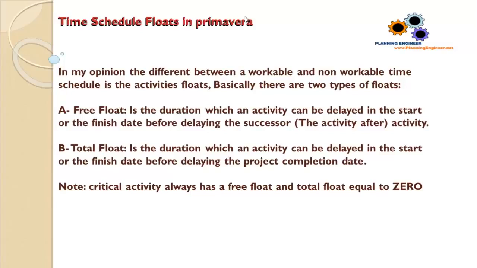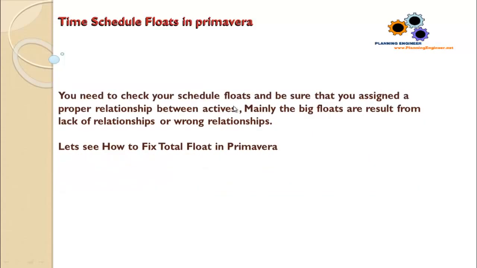It means every day of delay in this activity will delay the overall project completion date by 1 day. And the critical activities always have a free float and total float equal to 0. So when the activity is critical, it means that there is no float, there is no allowance to be delayed without delaying the successor activities and the project completion date.